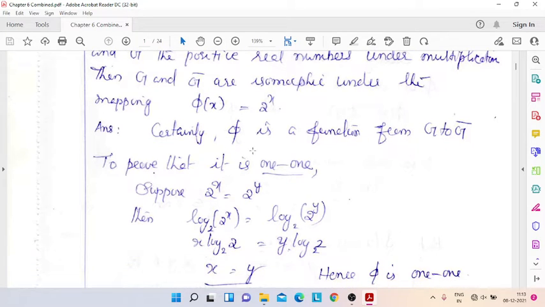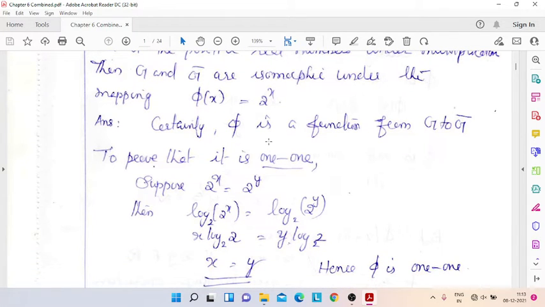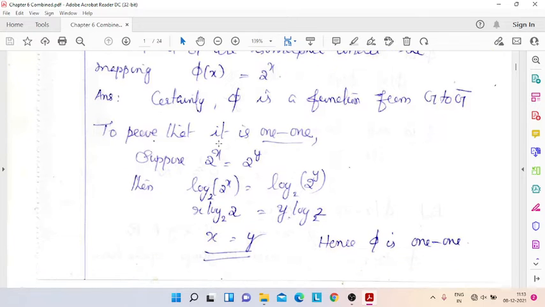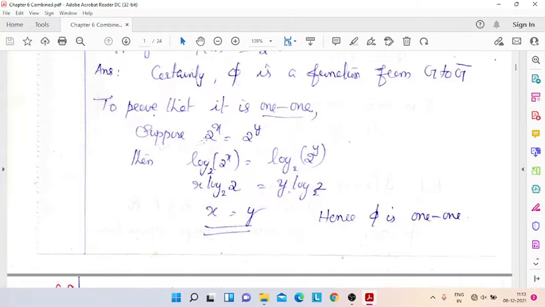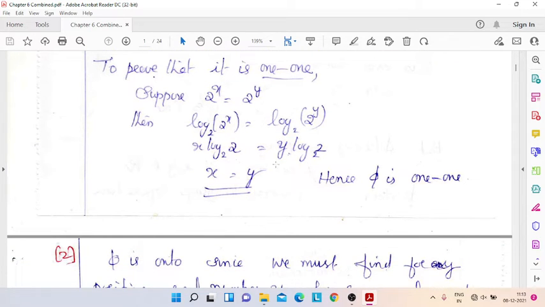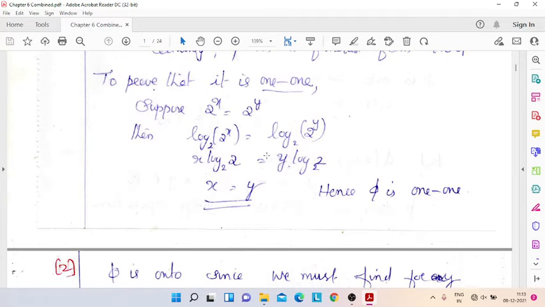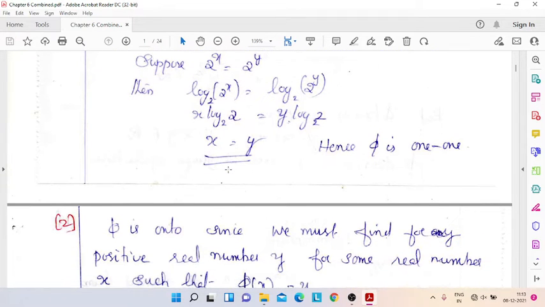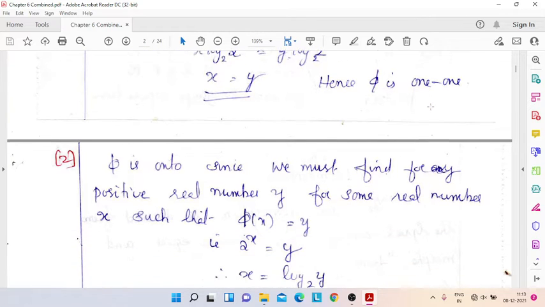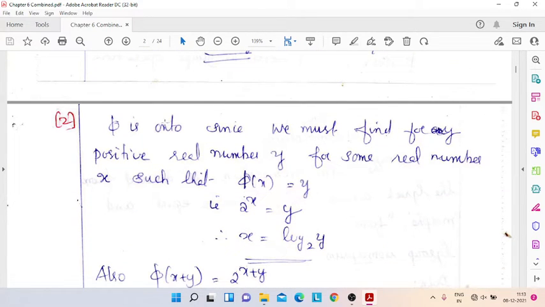Clearly, phi is a function defined from G to G bar. Next, we are going to see that it is one-to-one. For that, let's suppose 2 raised to x equals 2 raised to y in the second group. Then, by taking logarithm on both sides to the base 2, and simplifying, we get x equals y. So whenever 2 raised to x equals 2 raised to y, we get x equals y. So phi is one-to-one.